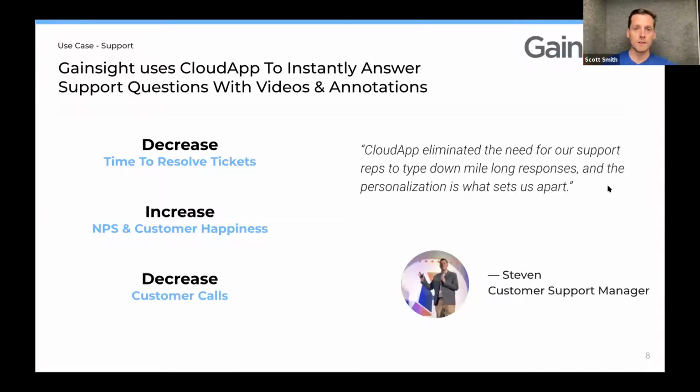Another great company that uses CloudApp is called Gainsight. Gainsight is an incredible customer success platform, and they use CloudApp to answer really tough questions that come in from their customers. And it saves both sides a huge amount of time. And as you can imagine, when you get your own time saved as a customer trying to figure something out, you just feel really good. So their customers are happy, engaged, and they don't have to spend a lot of time on support.